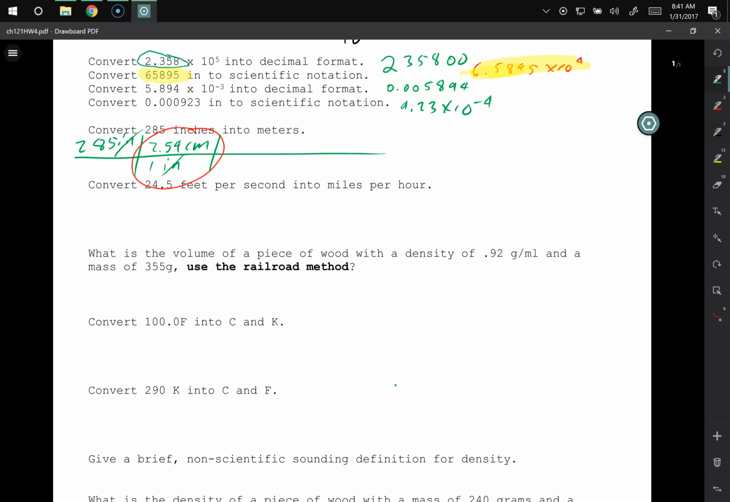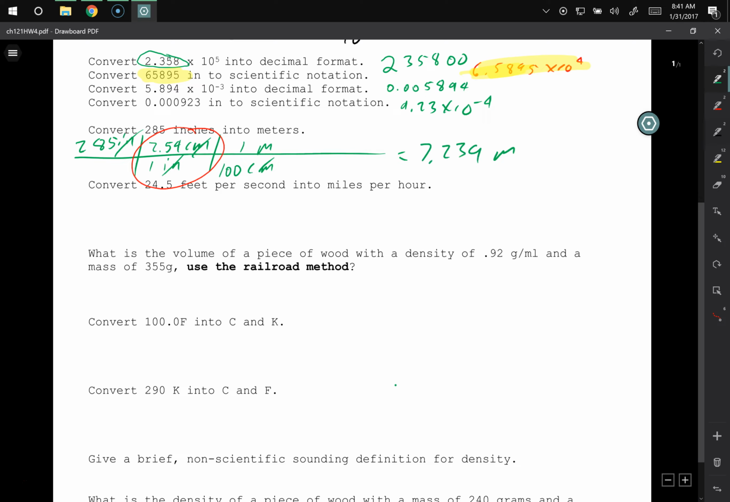So where am I going to put the centimeter unit? On the bottom again. So I'll put centimeters down here. And there isn't actually a conversion to go straight from centimeters to meters. If I have 1 meter, I got 100 centimeters. So then I can cancel out the centimeters. And the only unit I have left is meters. So it's 285 times 2.54, and then just divided by 100. So I get 7.239 meters. Is that my answer?